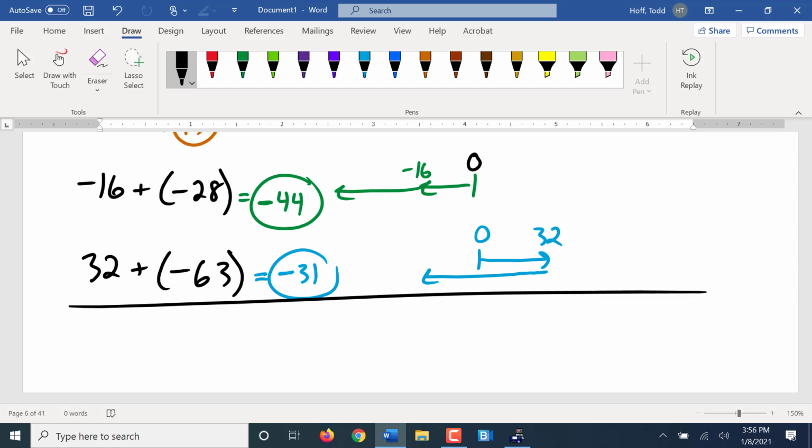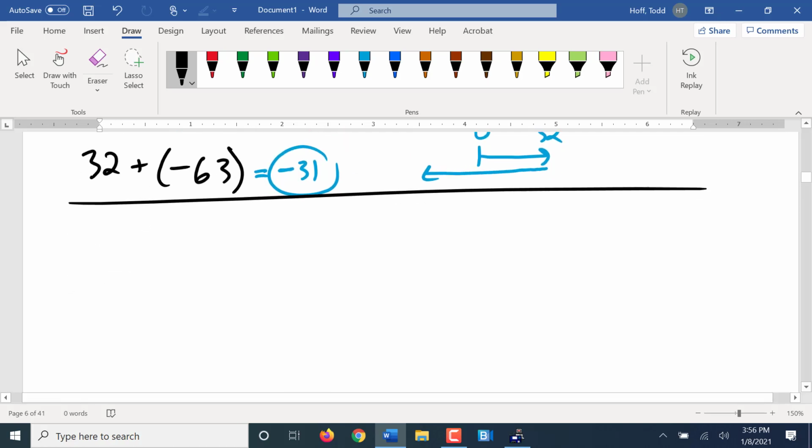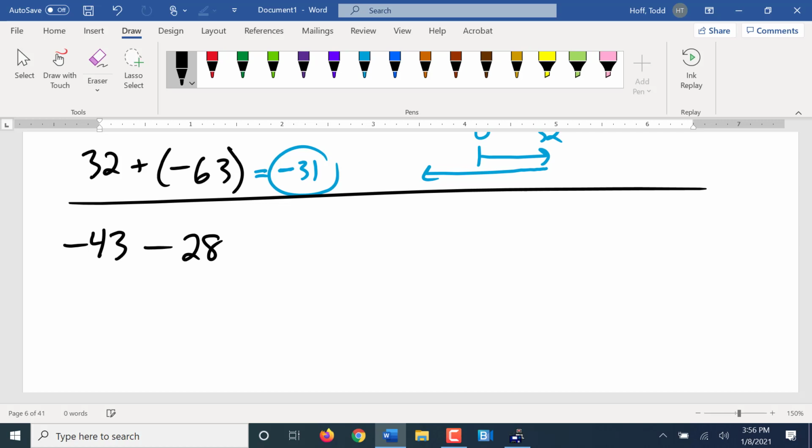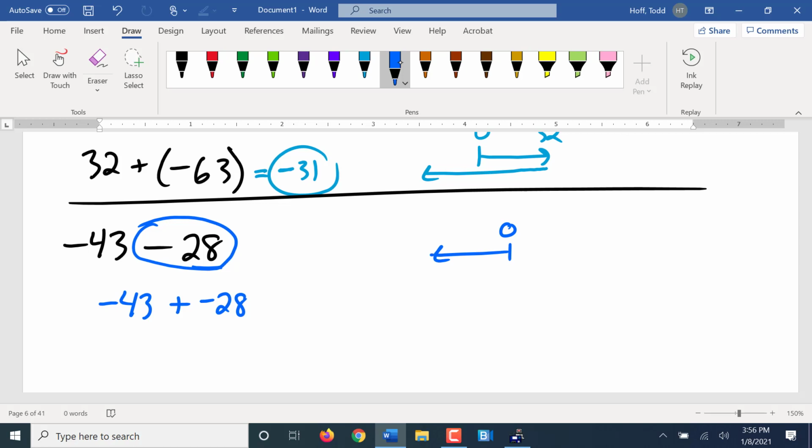So addition is relatively simple. We can use the number line or use a little sketch to combine the values. Subtraction is where it gets a little bit sketchy. If I have a negative 43 minus 28, the easiest way to handle this is change subtraction into addition. Remember, the subtraction operates on the number that comes after it. So the negative 43 doesn't change. Subtracting 28 becomes adding the opposite. So what's the opposite of 28? Negative 28. So here we have negative 43 plus negative 28.